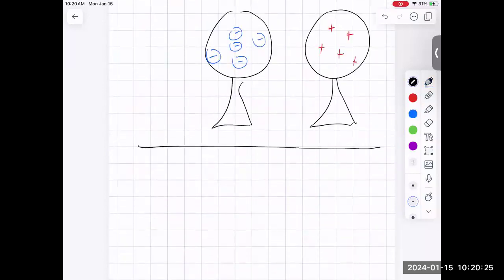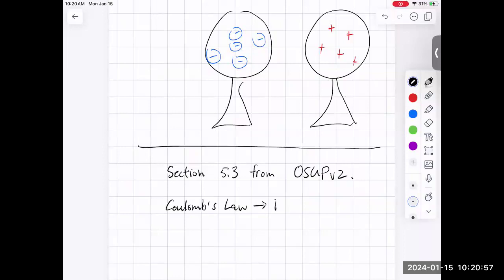Okay, so what I'd like to do is get a little more quantitative with our discussion of charges and the interactions between them. And so that brings us to section 5.3 from OpenStax University Physics, Volume 2. And what we're going to talk about is Coulomb's law, which describes the force between a pair of point charges.